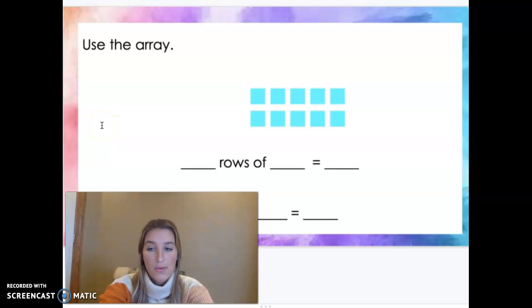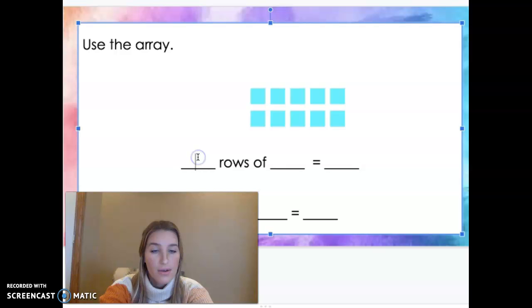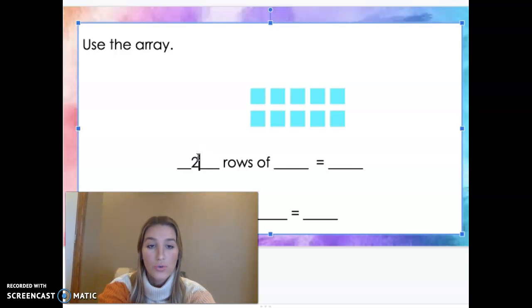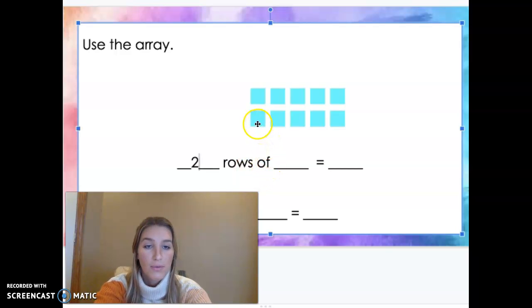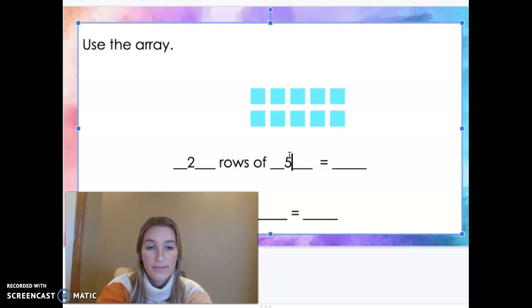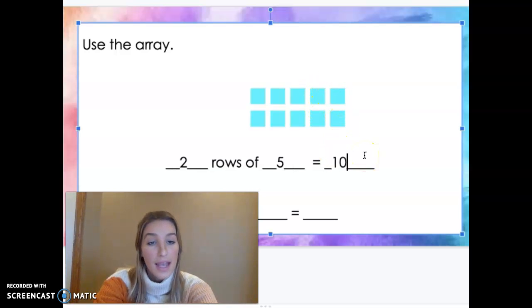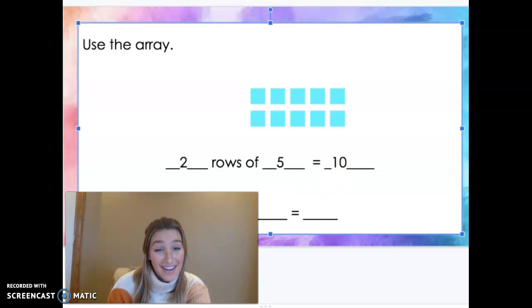So when I want to write this down, let's see. I know there's 2 rows of 1, 2, 3, 4, 5 of 5. So I could say 5 plus 5 plus 5 plus 5 plus 5. And if I count all of them up, I know that the answer is 10.